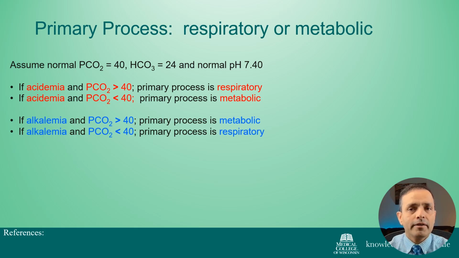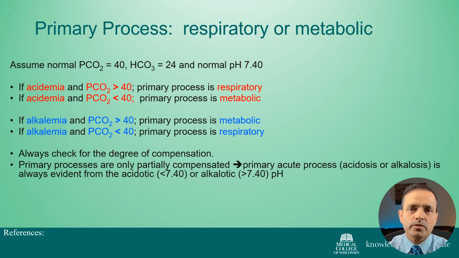On the other hand, if your patient has alkalemia and the carbon dioxide is more than 40, the alkali is not coming from carbon dioxide. It has to come from the metabolic side. Similarly, if the patient has alkalemia and the carbon dioxide is less than 40, most likely the primary process is respiratory. So that's how you start interpretation of ABG, with identification of the primary process.